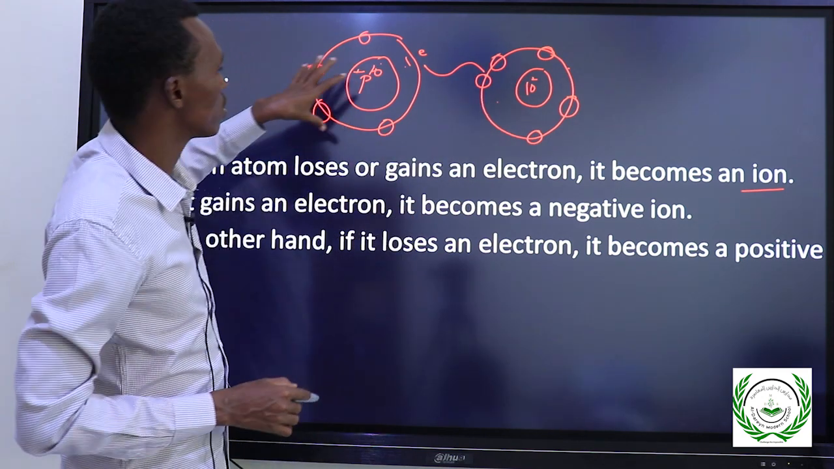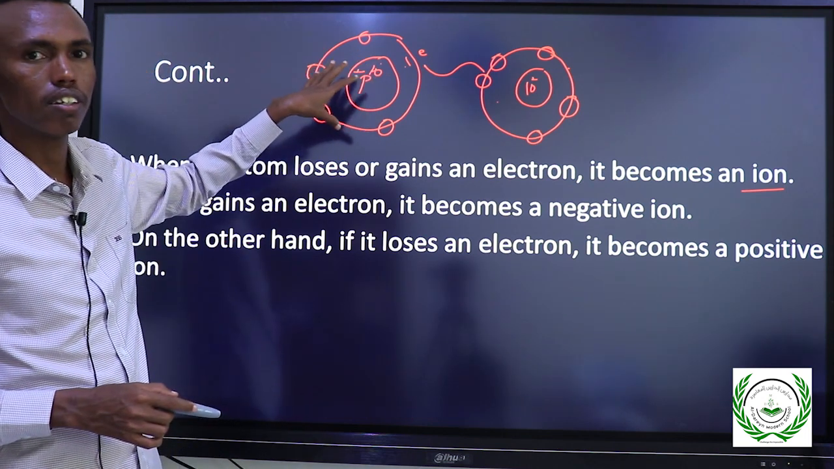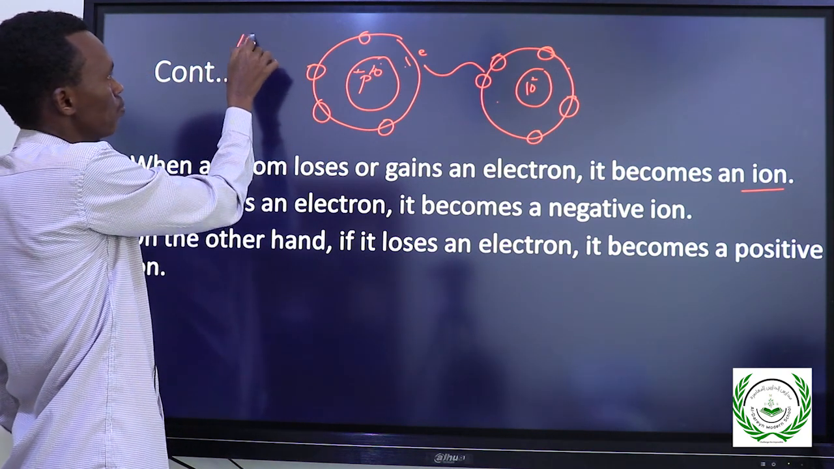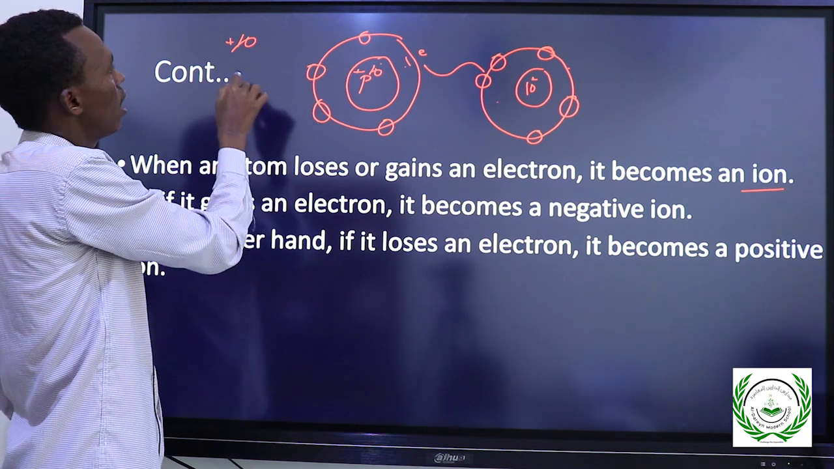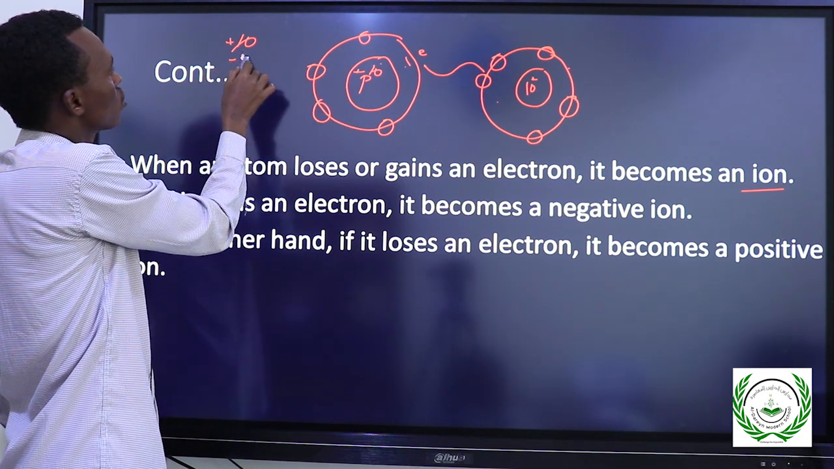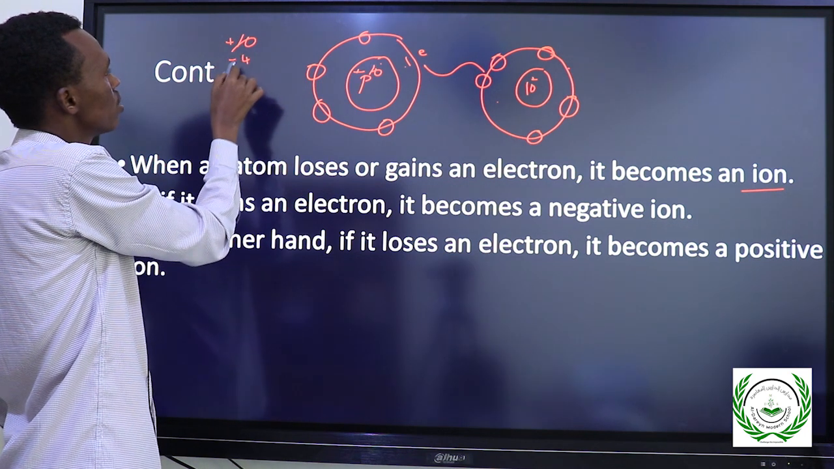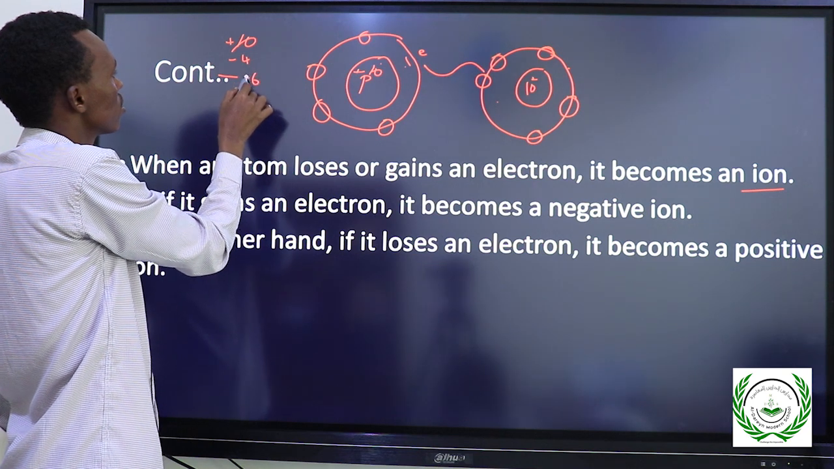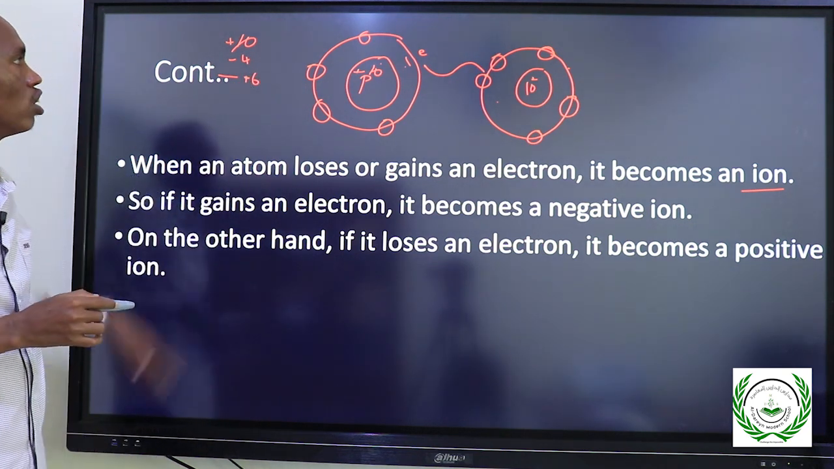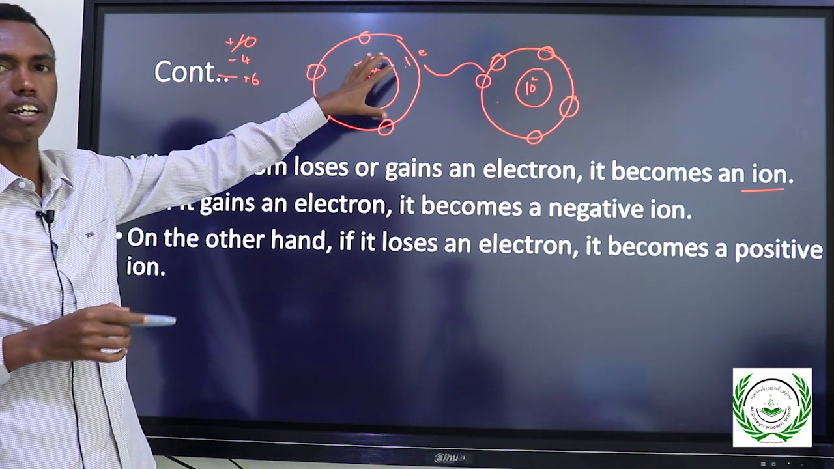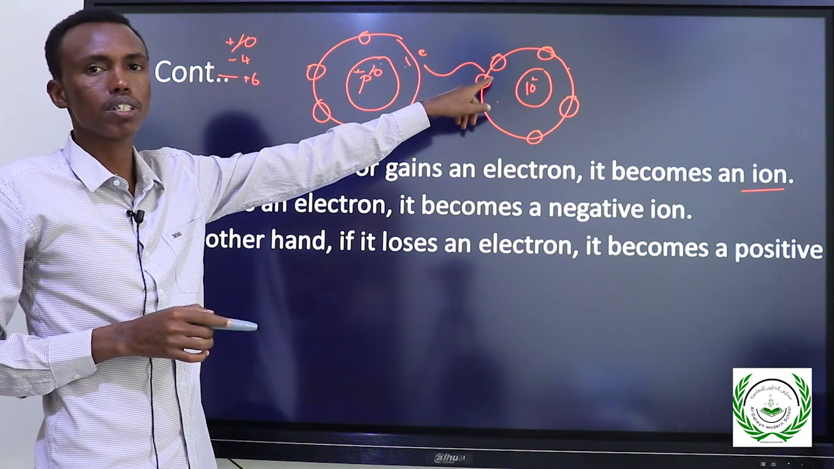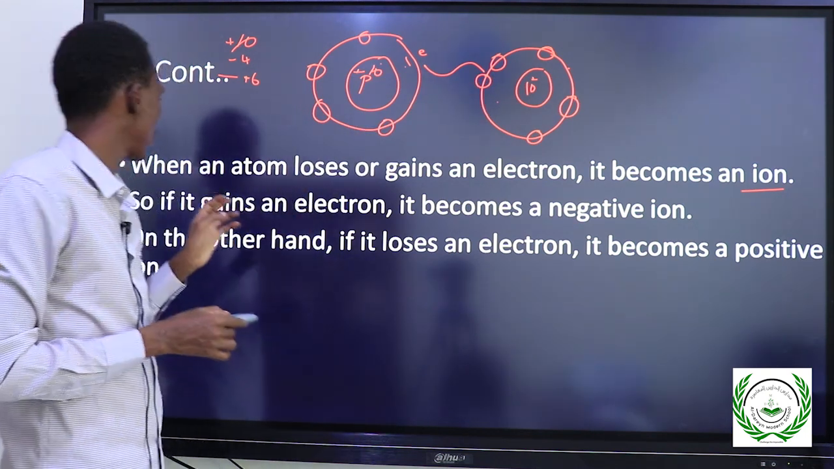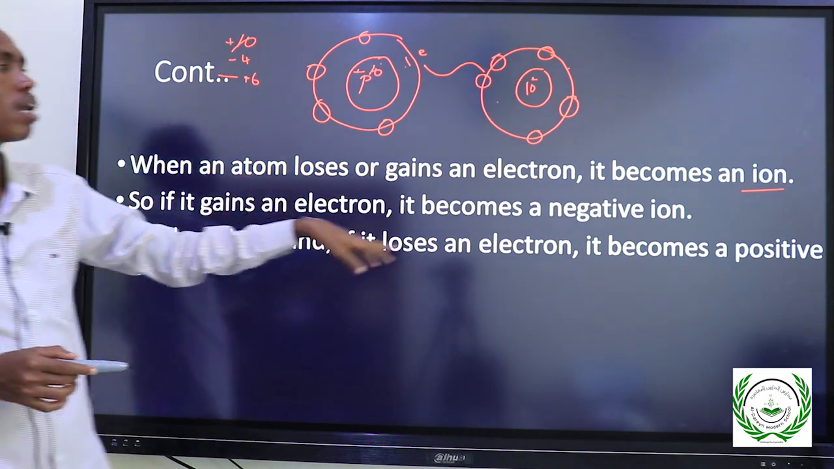So in this case, this becomes an ion. Okay, so for example, it has, let's say for example, 10 protons and 4 electrons. So when we subtract these two numbers, we will have plus 6. Okay, we have plus 6. So this time it becomes an ion. Here it is an ion. Because it accepts, this one becomes positively charged, this one becomes negatively charged ion. Okay. So if it gains an electron, it becomes a negative ion.